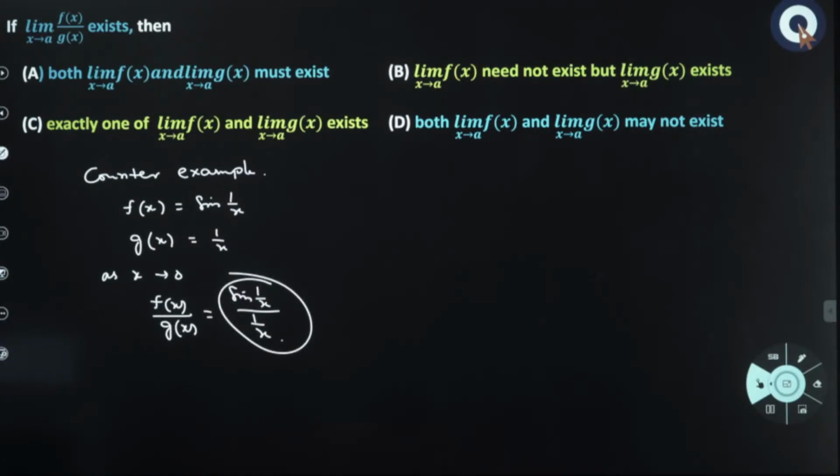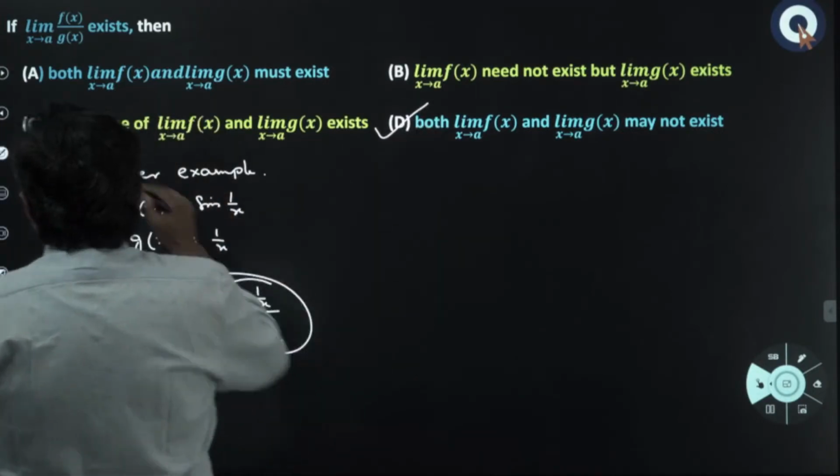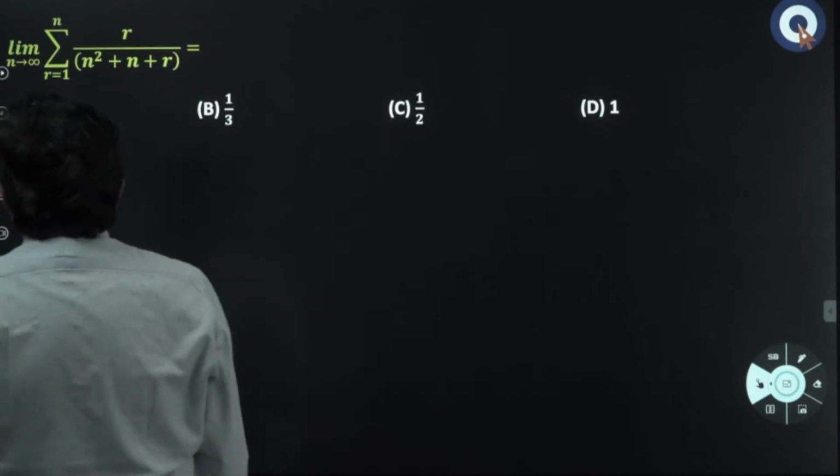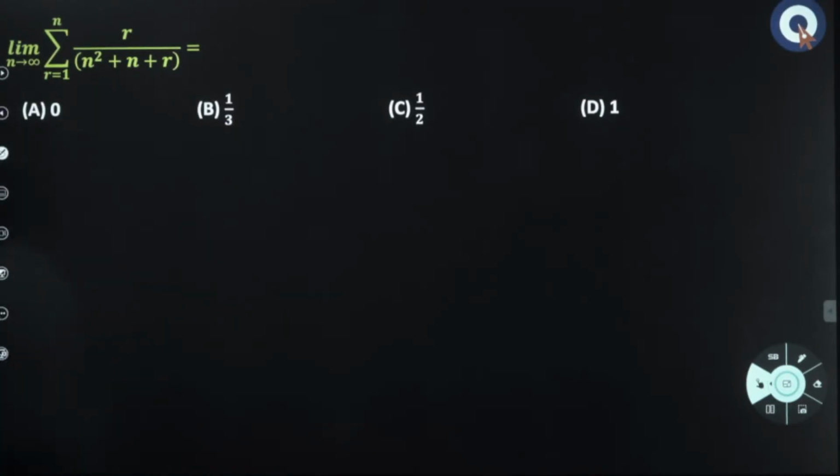Both of them need not exist, may not exist. Even if they do, even if they don't, it's still fine. It is possible for f(x) by g(x) to exist. So you can't make a rule that both should exist for the quotient to exist. So therefore, option D is correct. Right. Now this is again a nice problem.